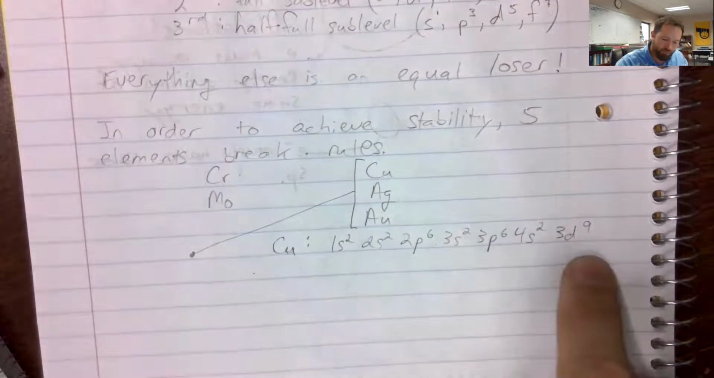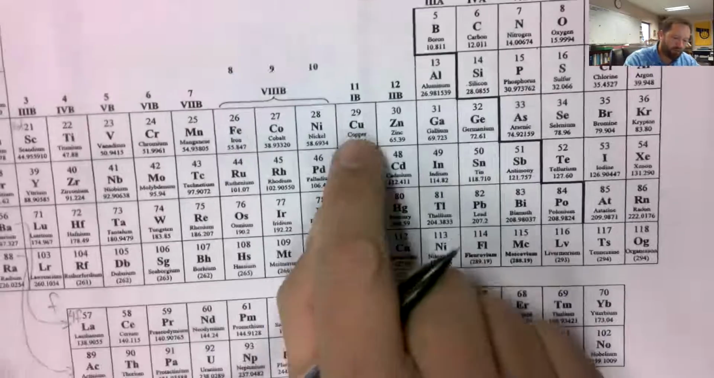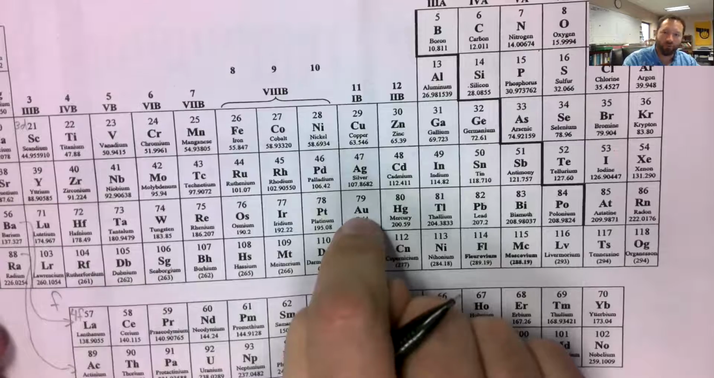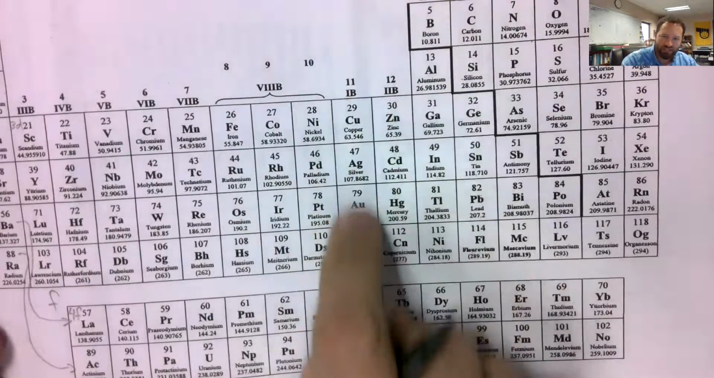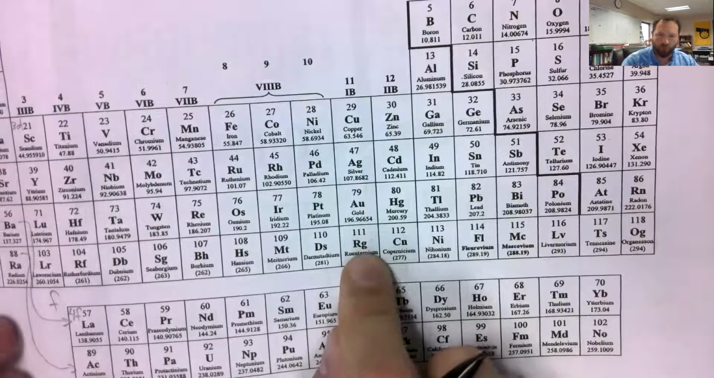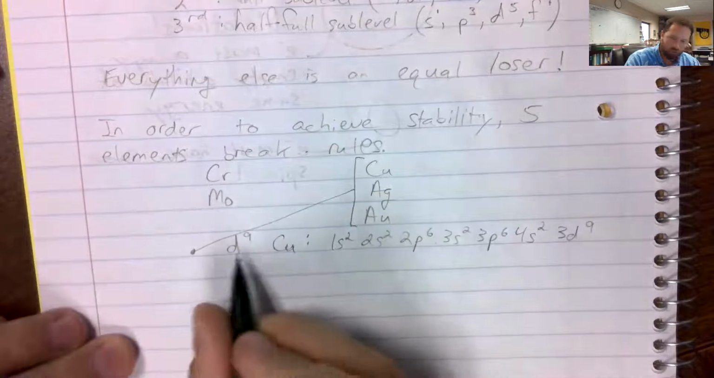All right, so here's the important part, that d9 right there. Copper is d9, so is silver, and so is gold. All of them are going to end in d9. And actually, I think this one should as well. I just don't work with them very often. But these guys all end in d9. So these are your d9 group right there.